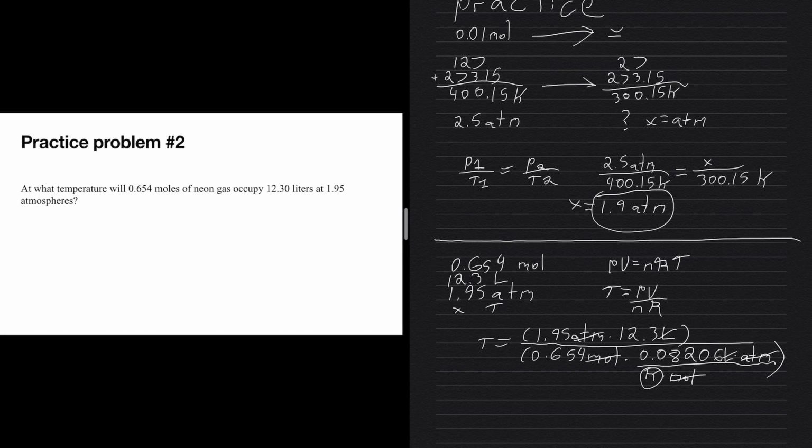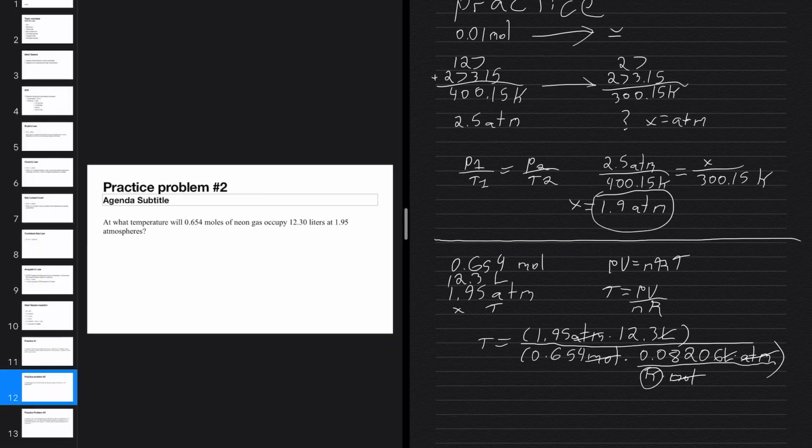So that's going to be 1.95 times 12.3 divided by 0.654 times our constant 0.08206. And then put that into your calculator. You should get 446.9 or somewhere around that. So I'm going to write that. I'm going to round that up to 447.